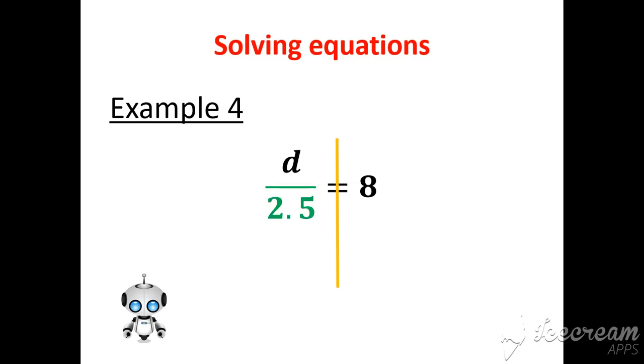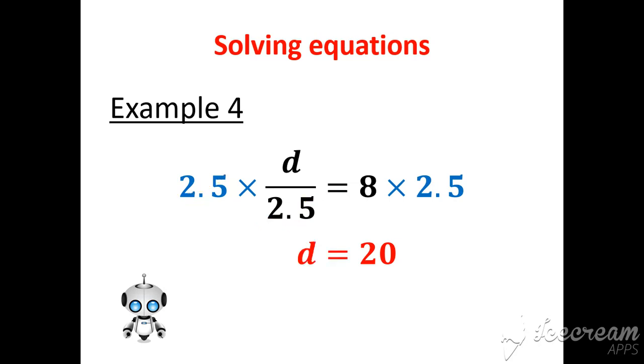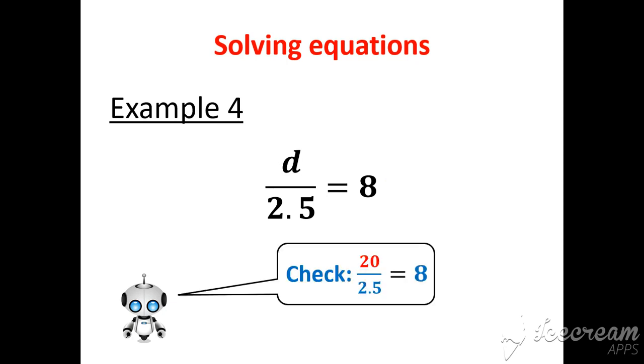See this divide by 2.5? We're going to times by 2.5 to get rid of it. That's the opposite of dividing by 2.5. And we'll do the same on the other side. Now I need a calculator or my brain to go 8 times 2.5. That'll give me 20. And the 2.5 divided by 2.5 cancels, leaving me d. d is equal to the number 20. And I can do a very quick check to go 20 divided by 2.5, and that does give me 8. So I know I've got the right answer.